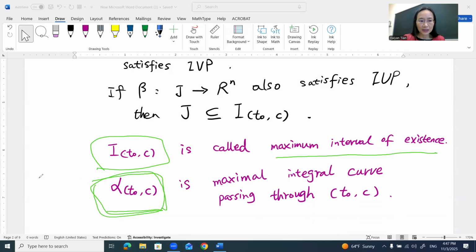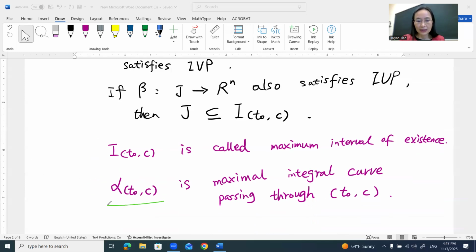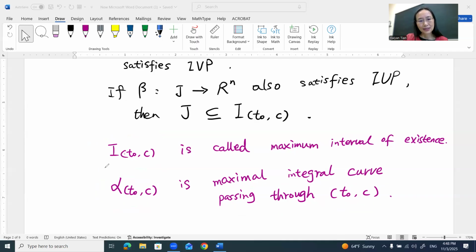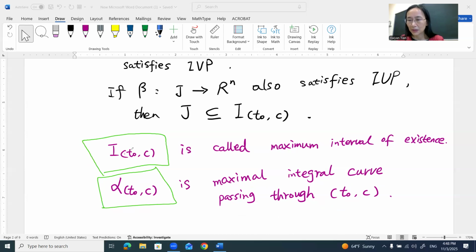And the corresponding integral curve defined on this maximum interval is called the maximum integral curve passing through this initial point. So this is just a notation for the integral curve that is defined on this maximum interval of existence. So yeah, these two things are related.